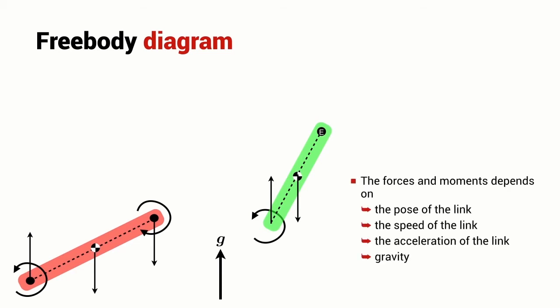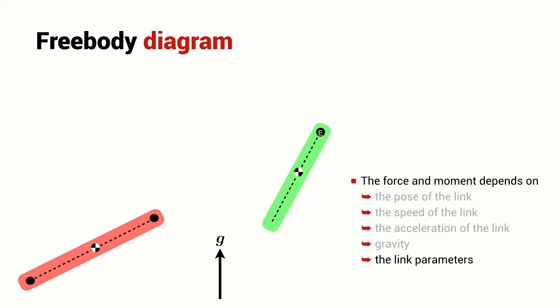So here we see all of the forces and moments that are acting on each of the links of the robot. These forces and moments depend on the pose of each link, depend on the speed of the link and the acceleration of the link, and of course they also depend on gravity. These forces and moments also depend on the link parameters, the actual mass of the link and its inertia and its length and so on. So let's have a look at some of these link parameters.